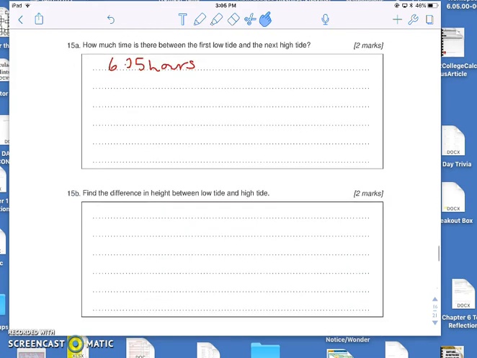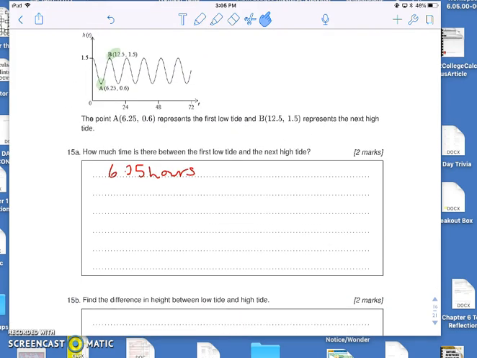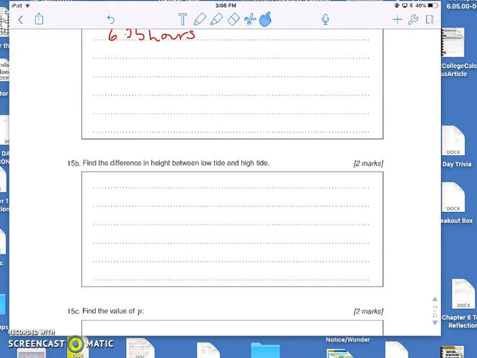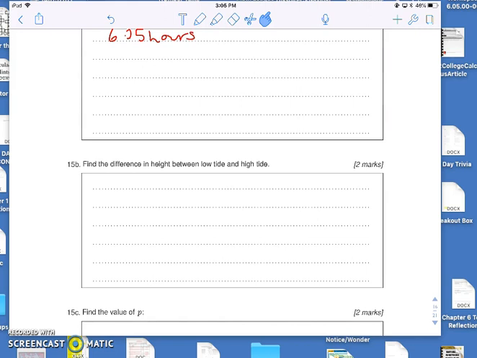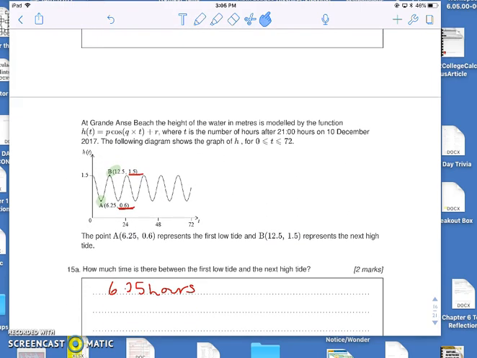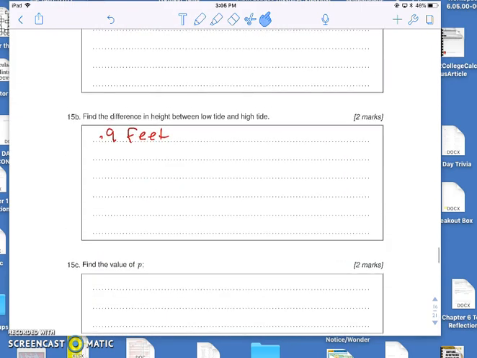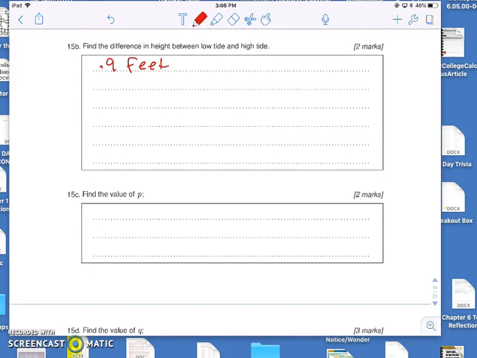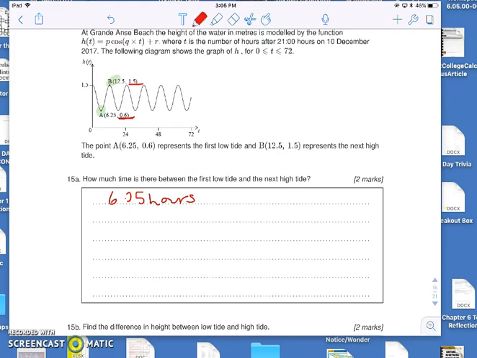Find the difference between the low and the height. Well, let's see, 0.6 to 1.5. So that would be 0.9. I think they said it was in feet. Find the value of P. Well, P is our amplitude. If the difference between the low and high is 0.9, our amplitude would be 0.45. Because again, our amplitude is how far from the midline, so our midline is right through there.